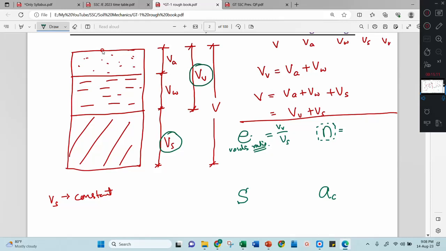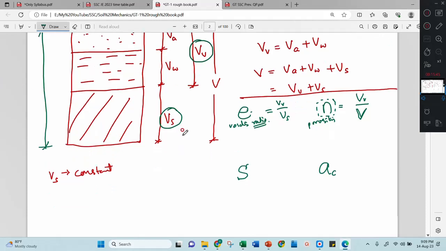But for porosity, the top floor is compared to the entire building. Top floor is compared with the entire building. That is the total volume. Understood? You remember: top floor by bottom floor is the voids ratio. Top floor by the entire building is porosity. This is called porosity. How many stories are there here? It is a three-story building. This is just a three-story building.